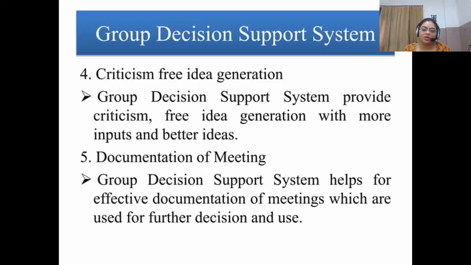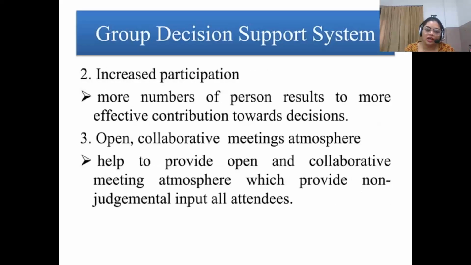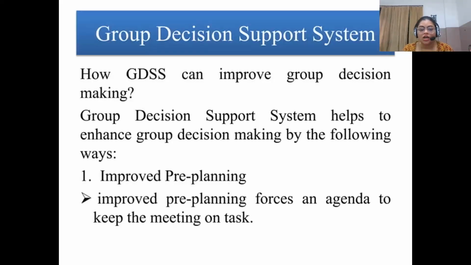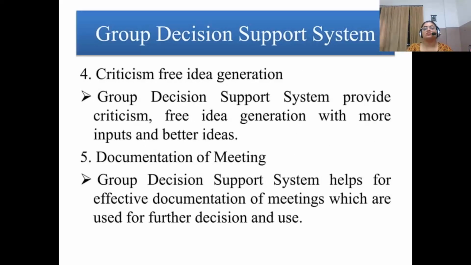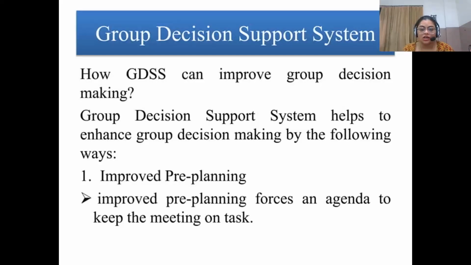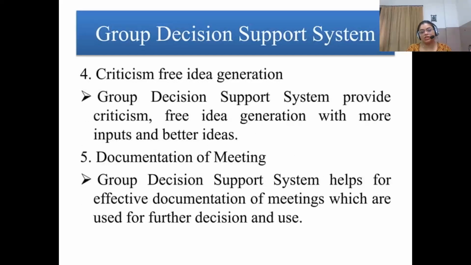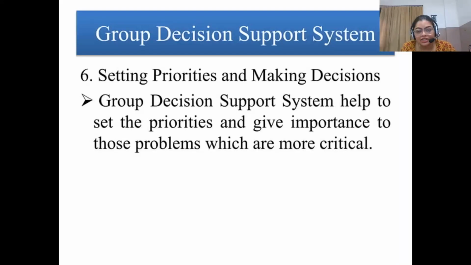So हर एक चीज़ का documentation रखना, criticism free idea generation करना, participation increase होना, open collaborative meeting atmosphere create करना, improved pre-planning. All these things are the ways through which our decision making is enhanced. Setting priorities and making decisions. It helps to set the priorities and give importance to those problems which are more critical. और जब तक प्रायोरिटीज सेट नहीं करोगे, प्रॉब्लम्स की इंपॉर्टेंस नहीं देखोगे कि वो कितनी क्रिटिकल है, तब तक डिसीजन मेकिंग में हेल्प नहीं मिलेगी.